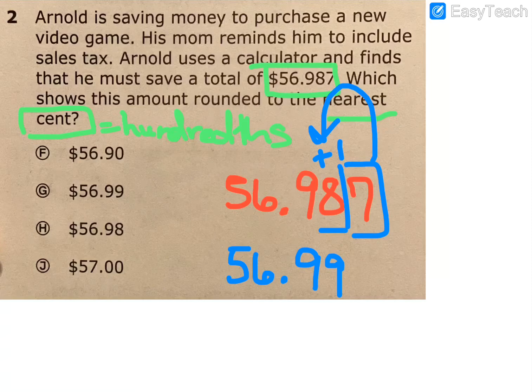$56.99. What do we do with the 7? We mark it off, because we're not going to the thousandths place anymore. We're just going to the hundredths place. So G would be the correct answer.